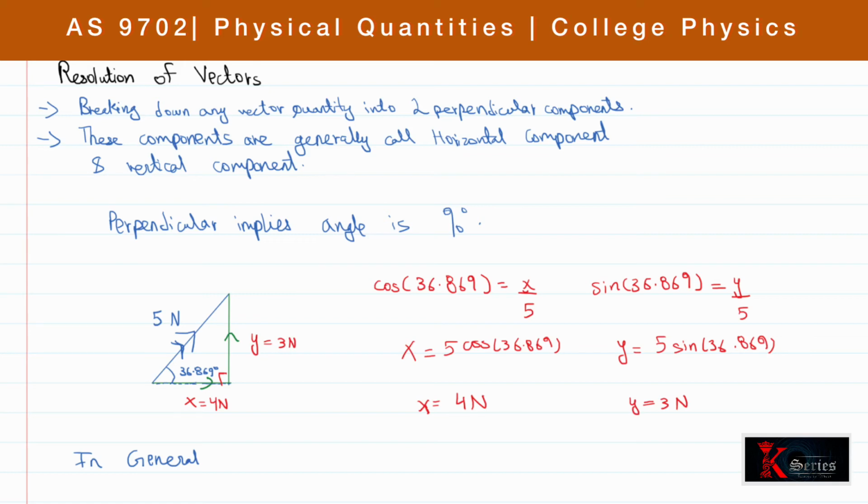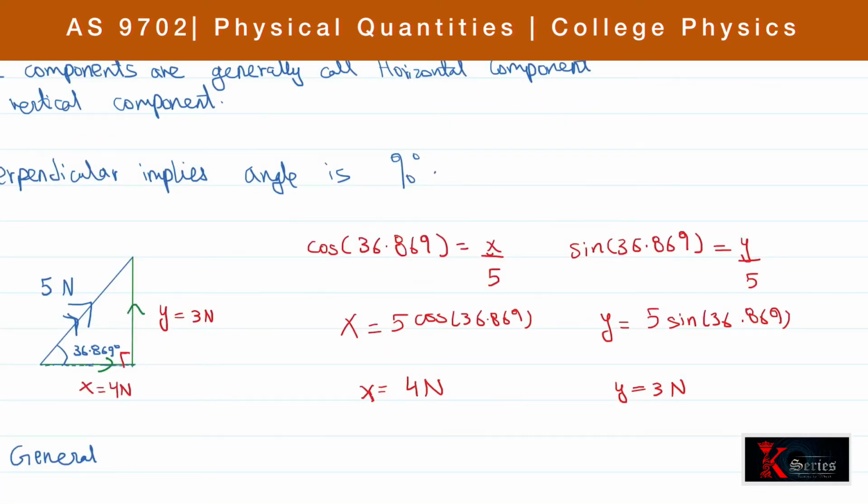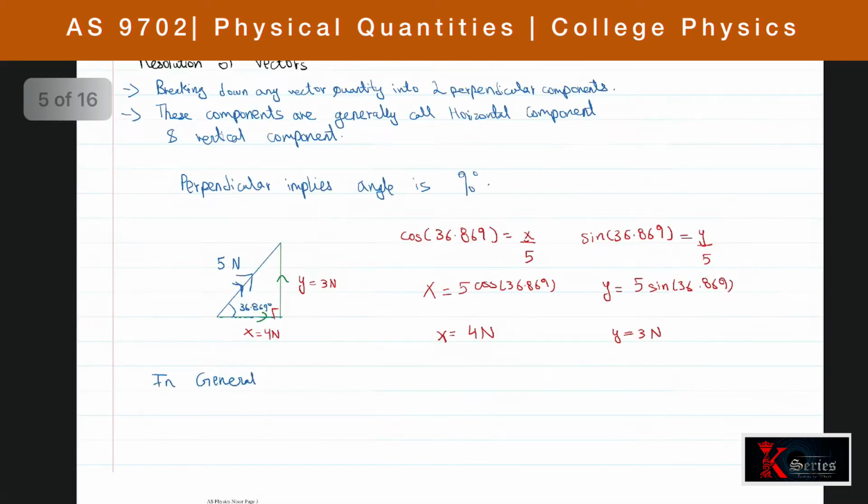Similarly, when we're finding the vertical component of this vector, we're going to be taking sine. Sine is equal to opposite upon hypotenuse. So the opposite would be y, and the hypotenuse would again be 5. So we're just going to do the same thing, except that here we're using sine, and then sine 36.869 would be multiplied by 5 in order to find y, the vertical component, which would be equal to 3 Newton.